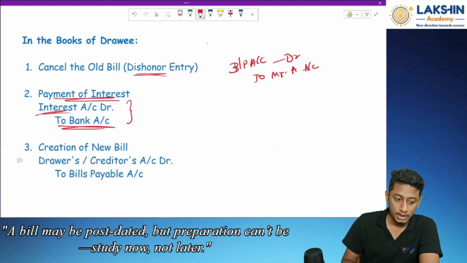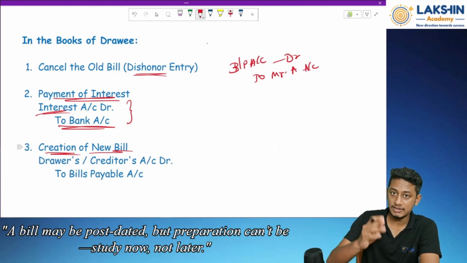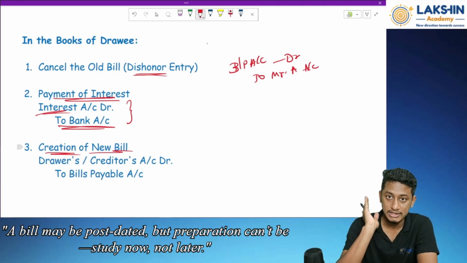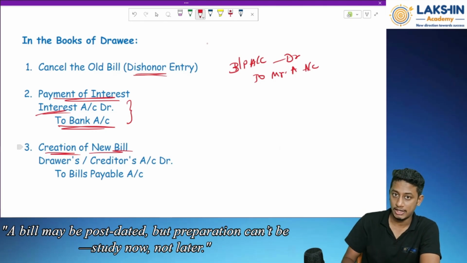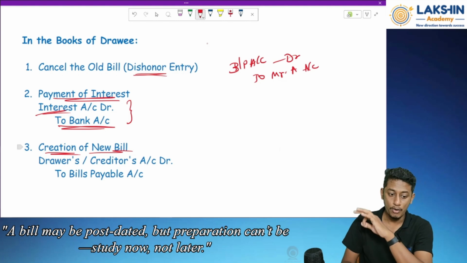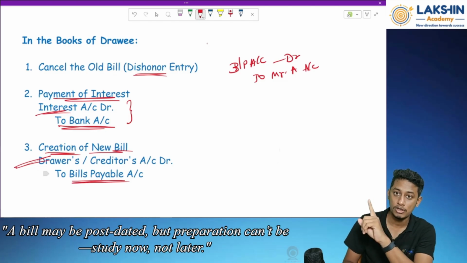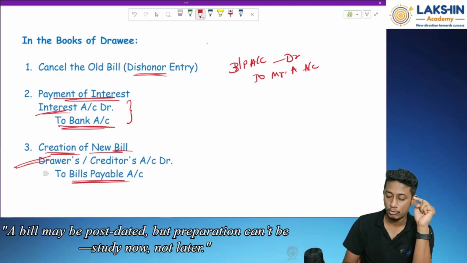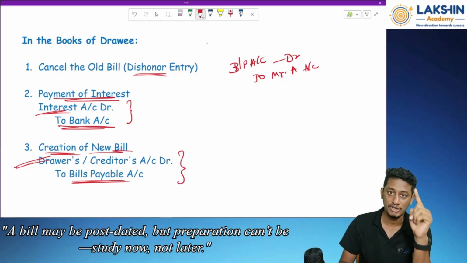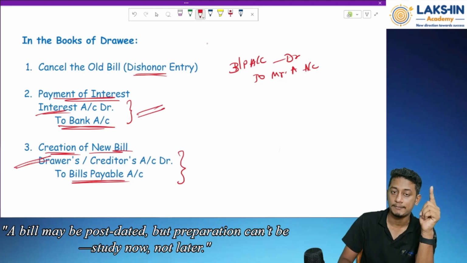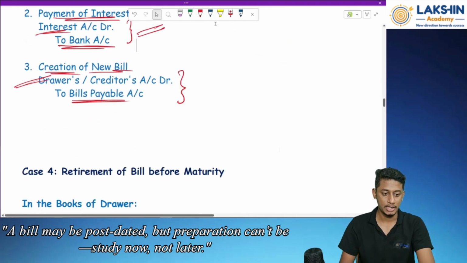Then, creation of a new bill. See, once the old bill is cancelled, now I need to create a new bill, right? So whenever I am creating a new bill, what is the entry that I pass? Again the same entry. Drawer's account, or the creditor's account, debited to bills payable account. Just like the old bill, the same opening entry will be passed again to create a renewed bill. The only change is this entry. Interest should be paid and then the new bill should be created. Clear? Okay. Now, going ahead.